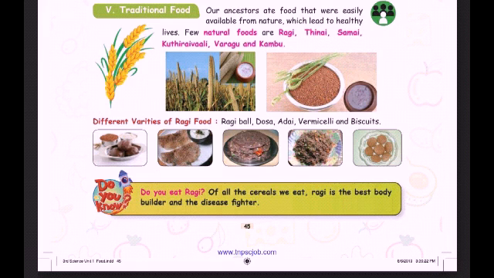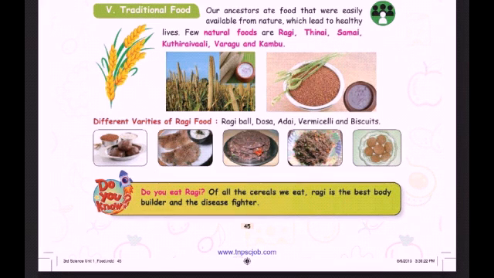In millets, we have a lot of vitamins and minerals, which are a very good source of bodybuilders and disease fighters for our body. So we should know to choose millets in our diet. Millets are a very rich source of vitamins, minerals and carbohydrates with fiber.